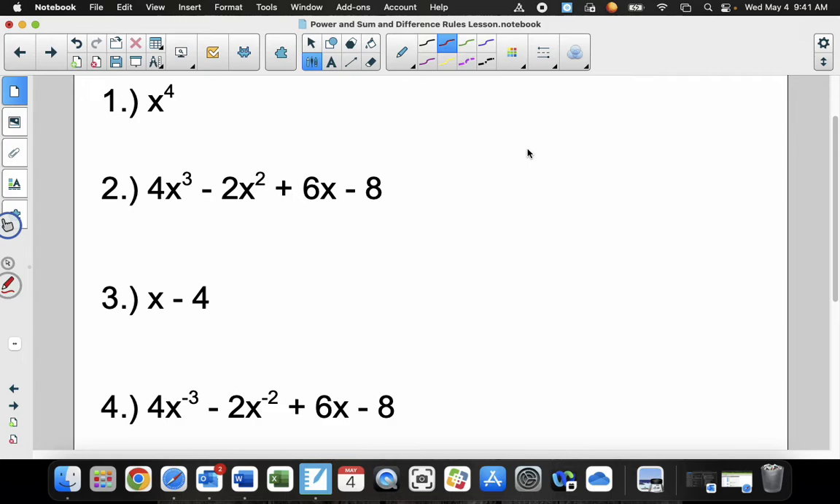What's the derivative of the first one? 4x cubed, yep. Okay. That one's quick. Second one. 12x squared minus 4x plus 6. And then the derivative of the minus 8 is 0, so that part goes away. There's your next derivative. How about the next one?